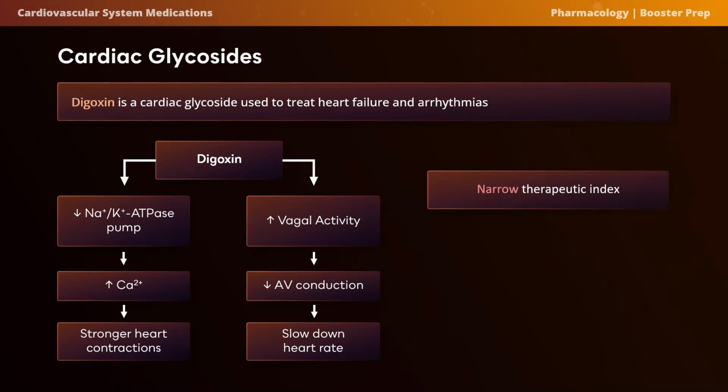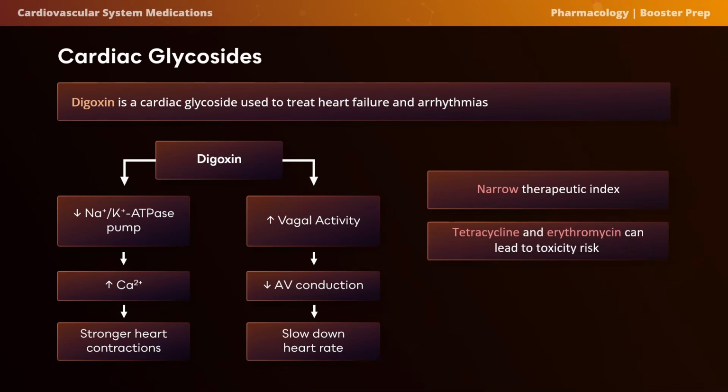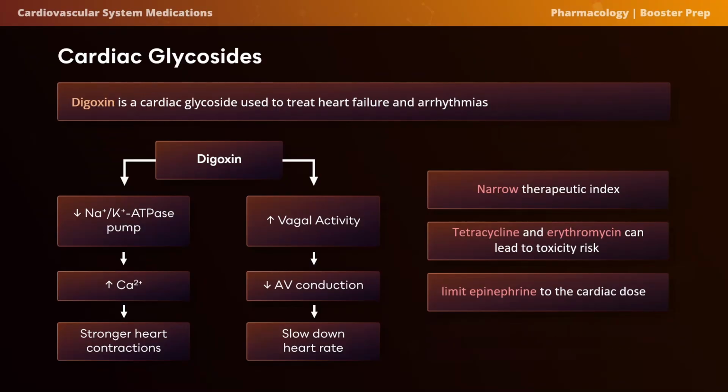Now, there are a couple things to keep in mind with digoxin. Digoxin has a narrow therapeutic index, which means there's a high risk of toxicity. Additionally, in terms of drug interactions, tetracycline and erythromycin can increase digoxin levels, meaning an increase in toxicity risk. A precaution to remember is to limit epinephrine to cardiac dose. And lastly, some oral effects include increased salivation and increased gagging, which may interfere with dental impressions.